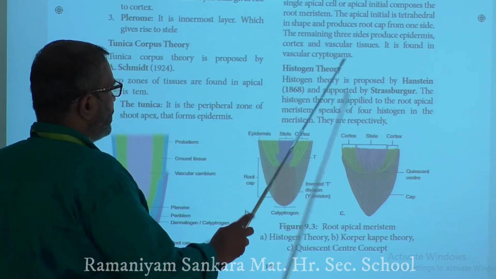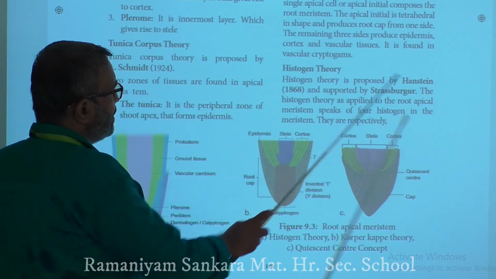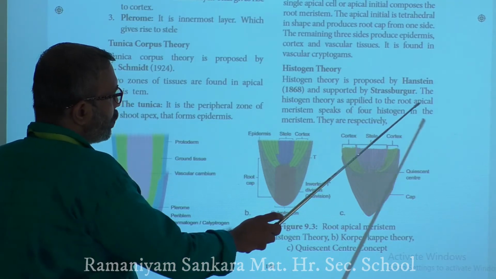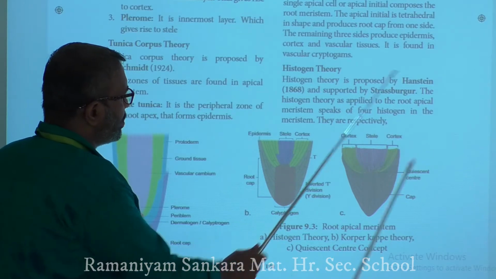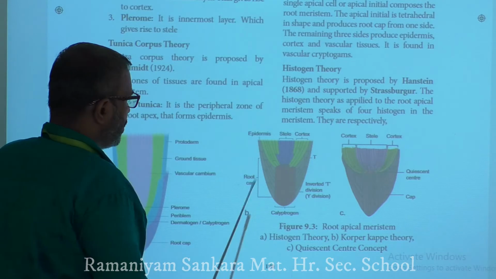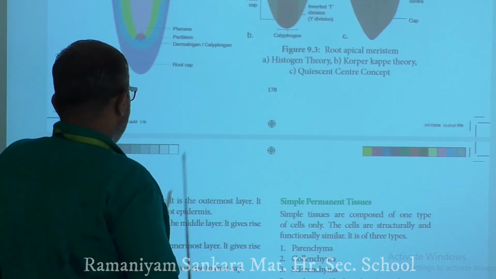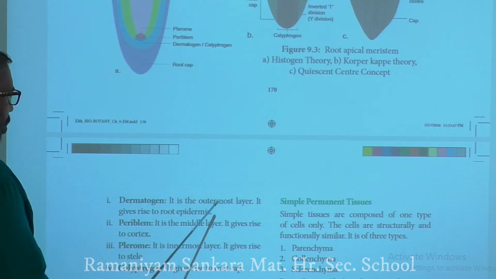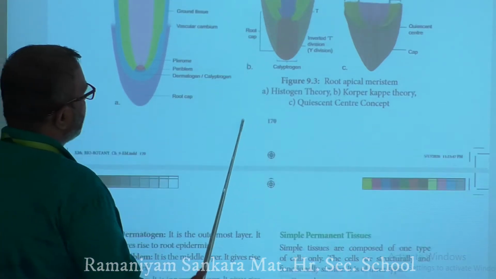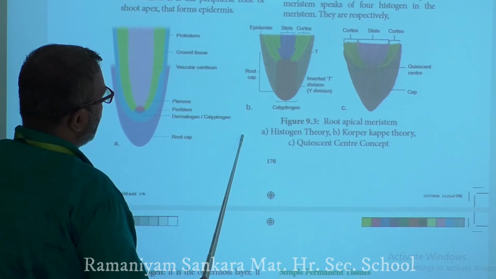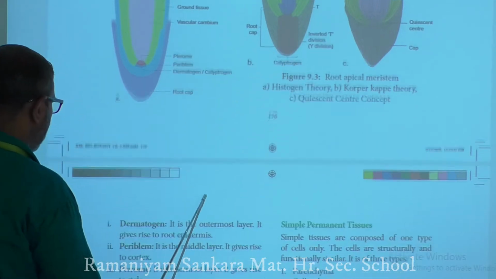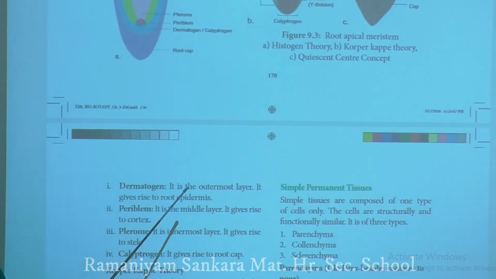Next one is histogen theory. Histogen theory was proposed by Hanstein in 1868 and supported by Strasburger. The histogen theory is applied to the root apical meristem. There are four histogens in the meristem. They are respectively dermatogen, periblem, plerome and calyptrogen. The dermatogen is the outermost layer. It gives rise to the root epidermis.